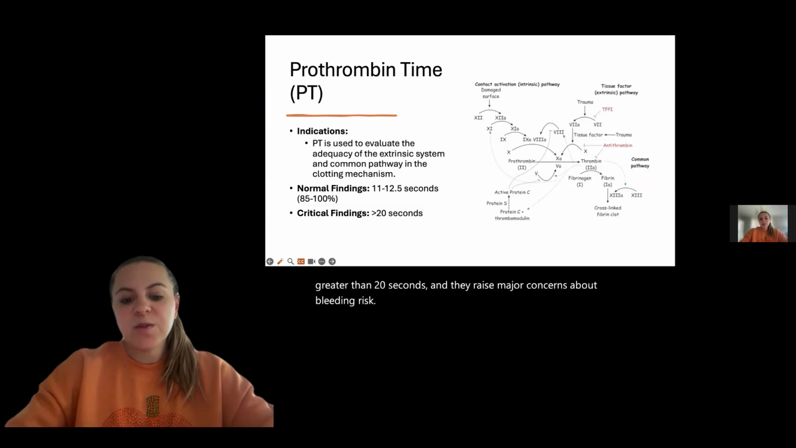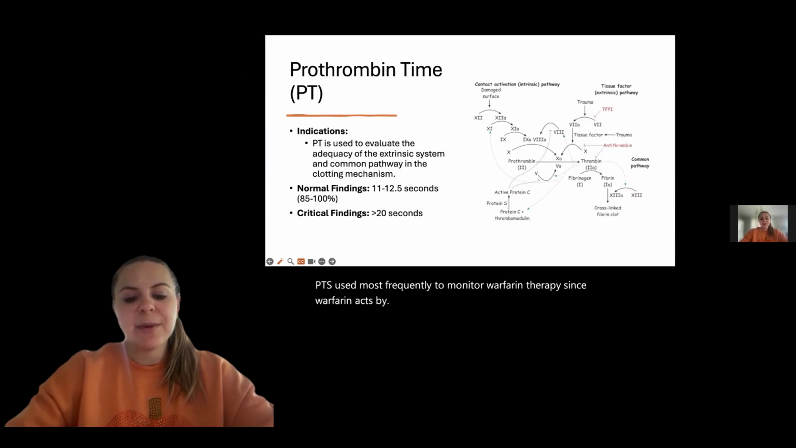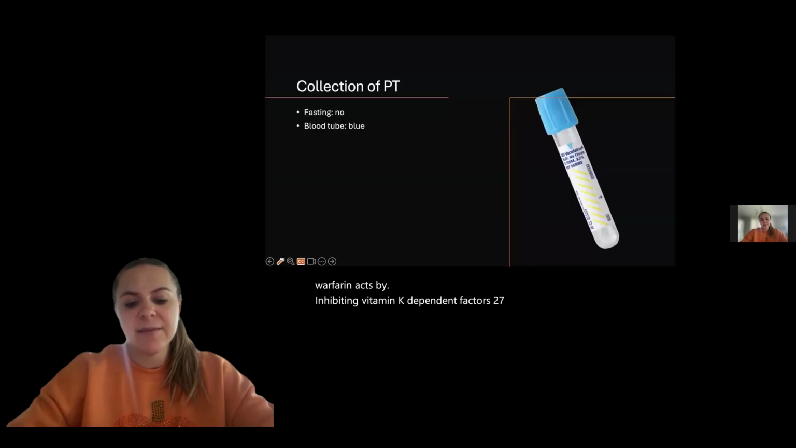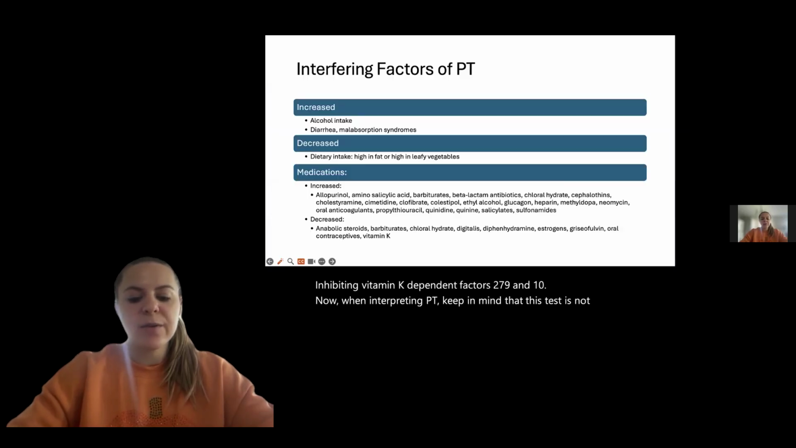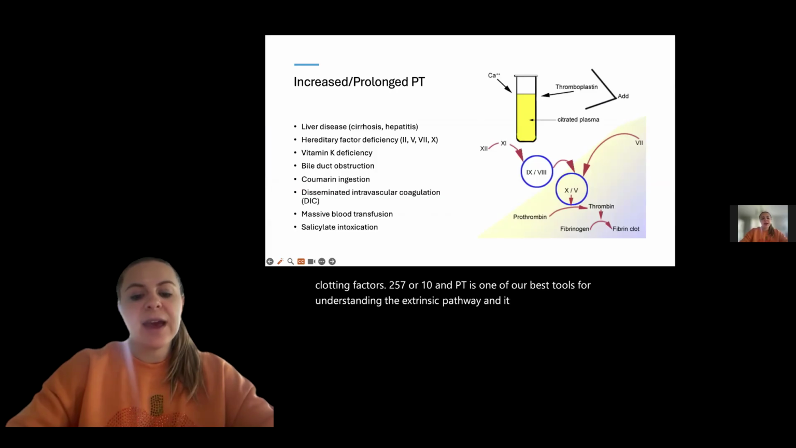PT is used most frequently to monitor warfarin therapy, since warfarin acts by inhibiting vitamin K dependent factors 2, 7, 9, and 10. Now, when interpreting PT, keep in mind that this test is not only for warfarin monitoring, it can also reflect conditions such as liver disease and vitamin K deficiency or hereditary deficiencies in clotting factors 2, 5, 7, or 10. And PT is one of our best tools for understanding the extrinsic pathway, and it often pairs with INR, which we'll discuss shortly, to provide standardized results across labs and countries.